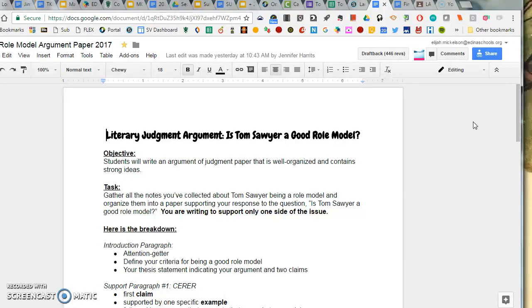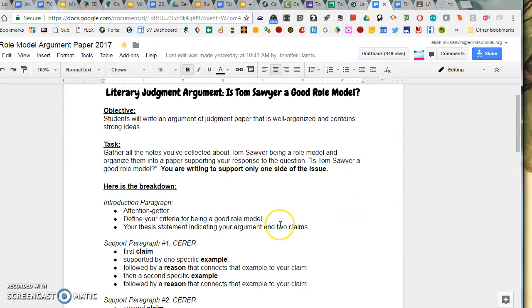Now that we've read the book, we know a lot about the characters. I want you to consider this question: is Tom Sawyer a good role model? So you're going to write an argument of judgment that is well organized and contains strong ideas. That's how you'll be assessed, your organization and your ideas. The task is to gather all the notes, all the things that you know about Tom Sawyer, and think about the whole book. You can go back to the book, you can go back to your packets.